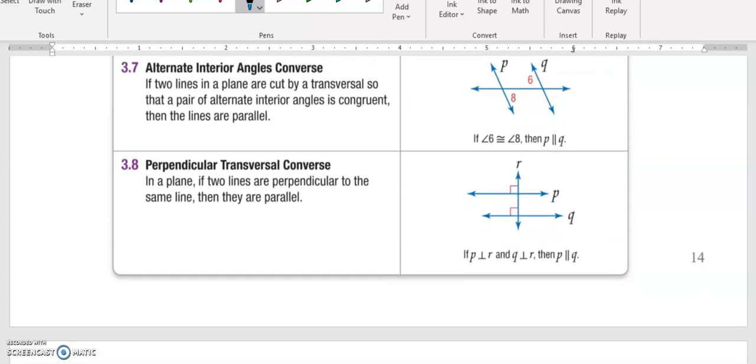We add to that the perpendicular transversal converse, which says if two lines are perpendicular to the same line in the same plane, then they are parallel. That's what that says.